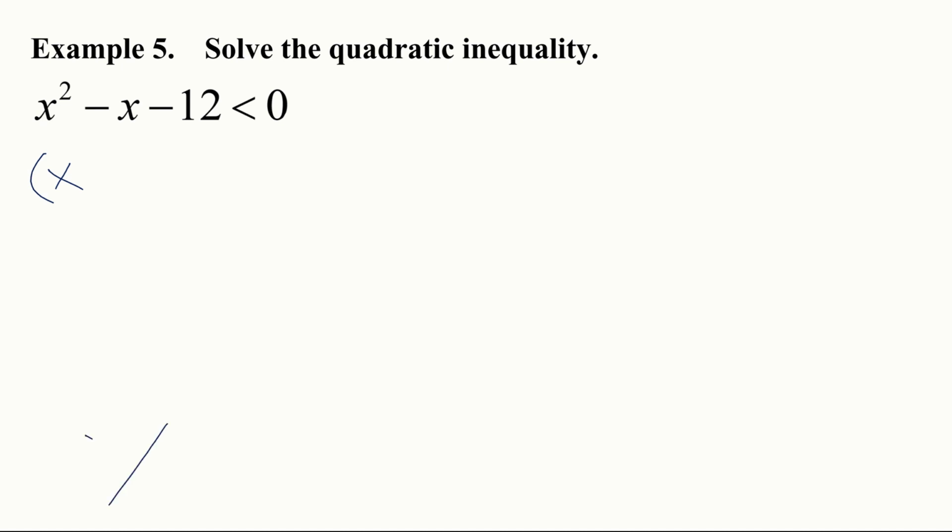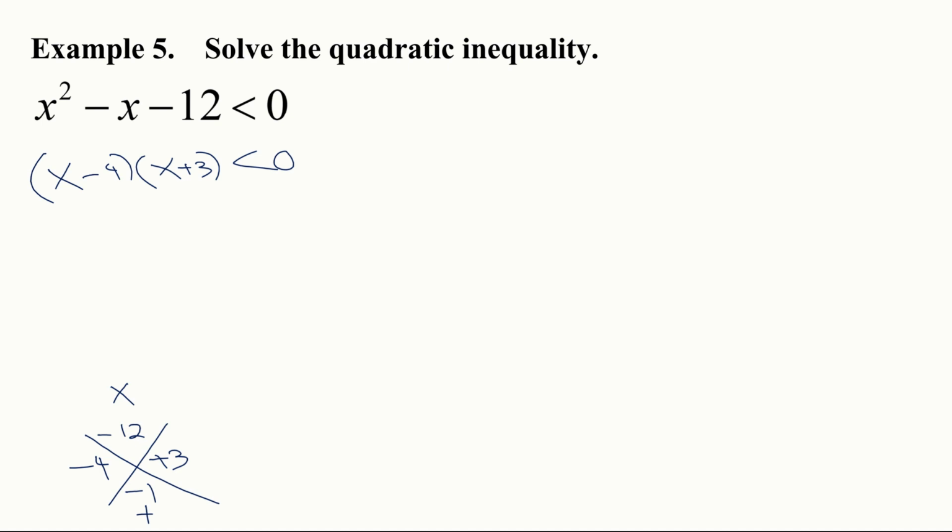This is easy because we're looking for two numbers whose product is negative 12 and whose sum is negative 1. If you think about it, negative 4 and positive 3 are going to do it. Notice the product is negative 12 and the sum is negative 1. So we have x minus 4 times x plus 3 is less than 0.